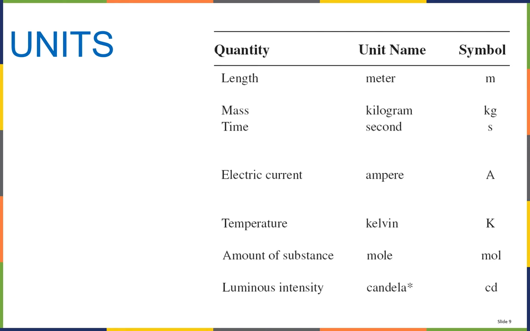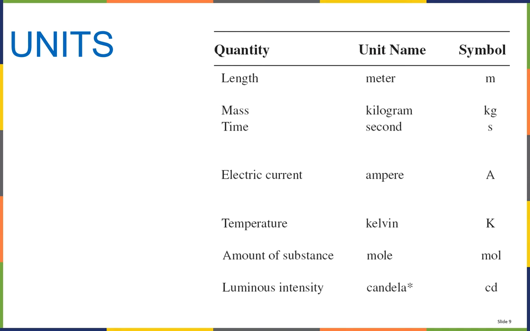So here are the base units. Length is measured in meters. Mass is measured in kilograms, time in seconds. Electric current, we'll get to that next semester, we're not going to get to that this semester, is amperes. Temperature in kelvins, that we will cover this year. The amount of a substance is in moles. You probably already know that, or else you have a question.